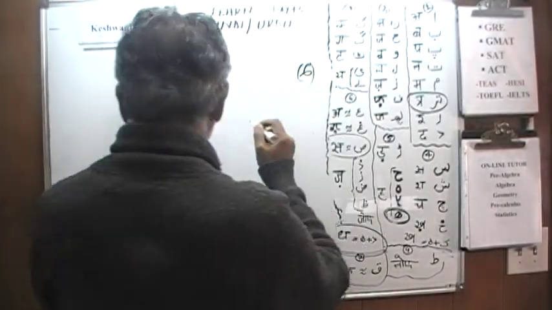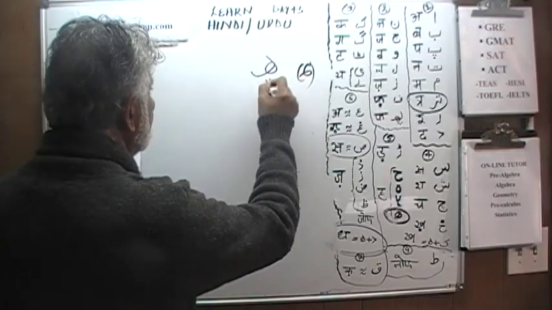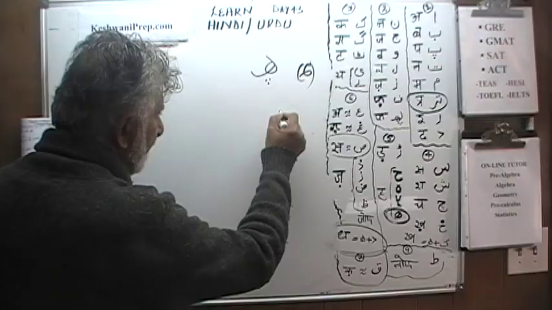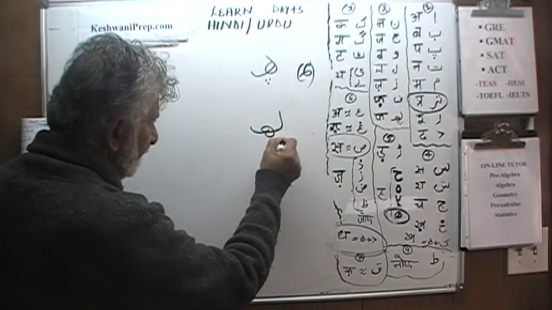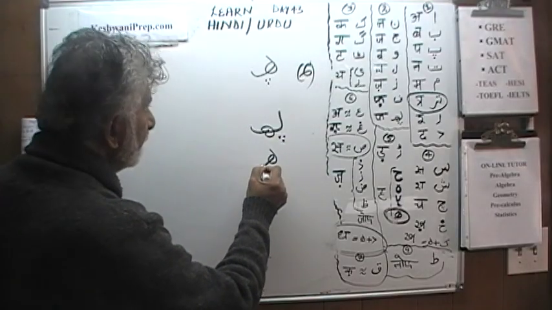Number 6. The word is "phir". That's a P and an H. Even though it's P and H, it can also be written like this. Sometimes you will see it like this. This is your pe, and this is the do-chashmi he here.